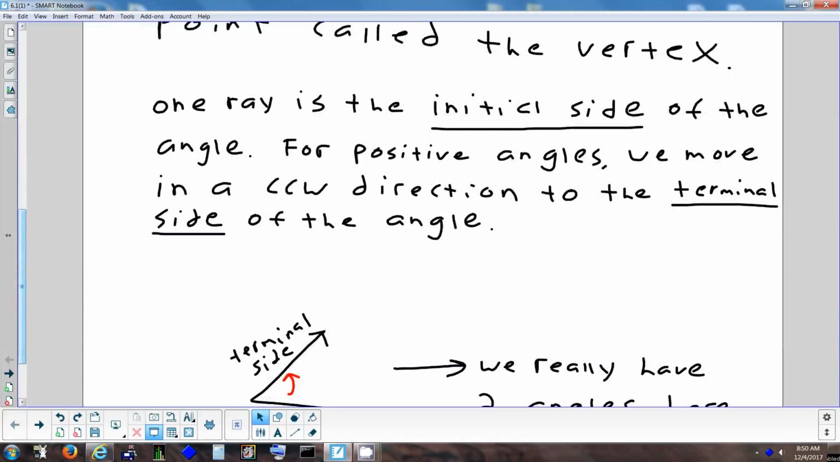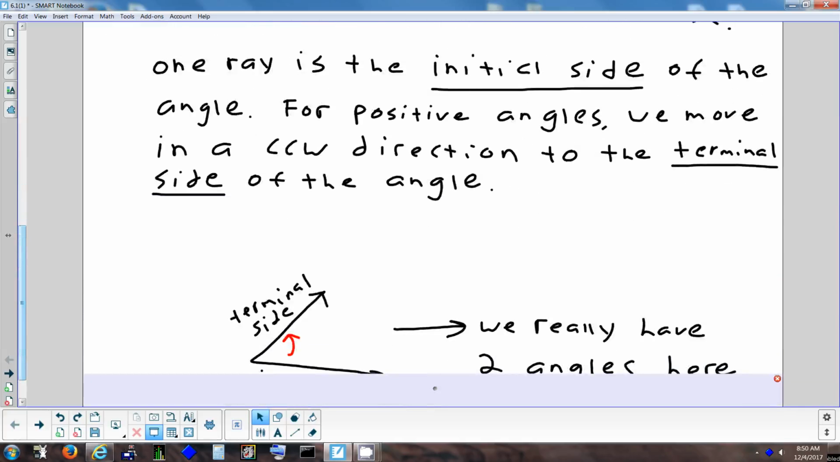Okay, and I have to be clear about which angle we're measuring, because really when you draw an angle like that, you have two angles. You have the one that's inside the two rays, and then you have the one that's on the outside. So that's why I say from a counterclockwise direction between the rays, not on the outside of the rays.